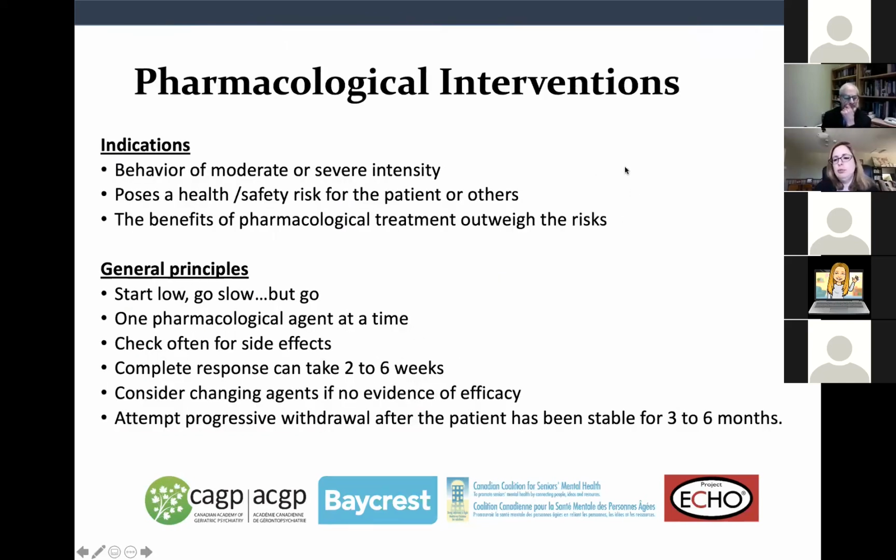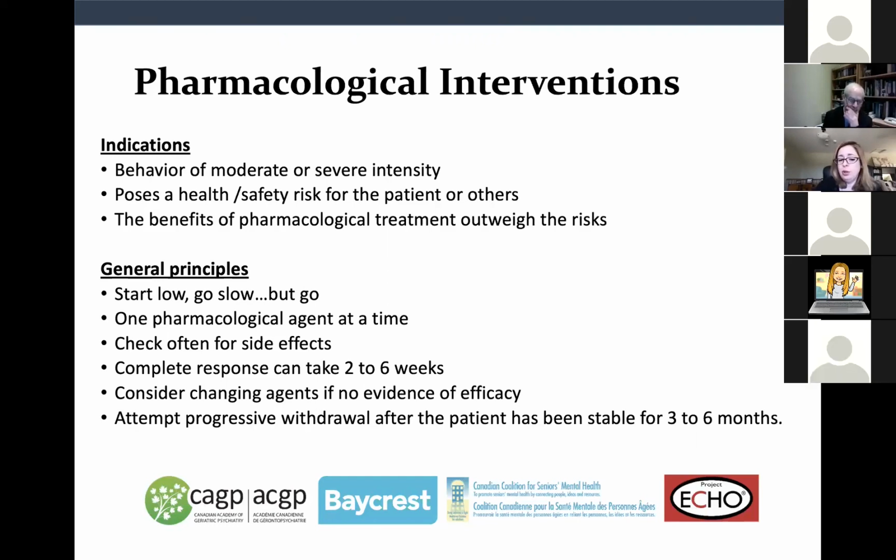If we get into medication now, as I've said earlier, we know that the indications are for behavior of moderate or severe intensity that poses a health or safety risk for the patients or others, because the benefits of the pharmacological treatment needs to outweigh the risk. There are general principles in geriatric medicine that you are aware of. We always start at low doses. We go slow, but sometimes we need to go at higher dose to have the best benefit we can get.